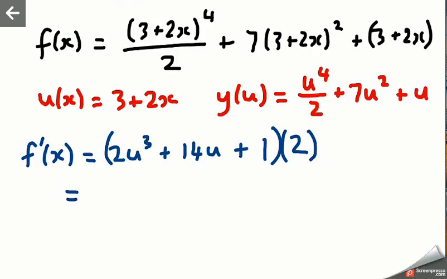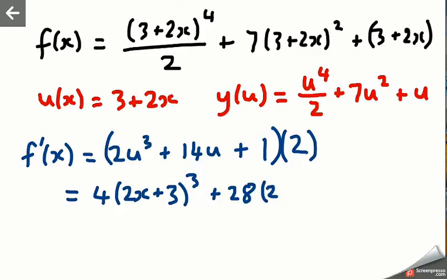Well, that's equal to 4 times u cubed, while u is equal to 2x plus 3. So 4 times 2x plus 3 cubed plus 14 times 2, which is 28 times u, which is 2x plus 3, plus 1 times 2, so plus 2.